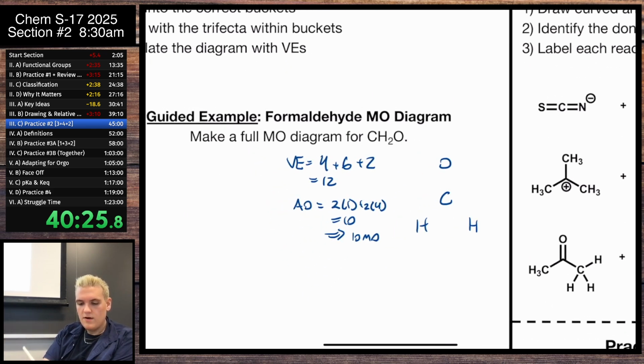So we have the 12 valence electrons. Let's make bonds everywhere. And then we have our lone pairs. So that's 2, 4, 6, 8, 10, 12. And then we can make a double bond to complete our octets. So here is a rough Lewis structure of formaldehyde.